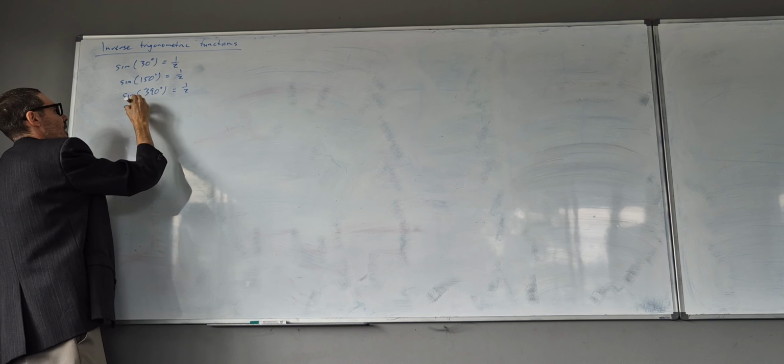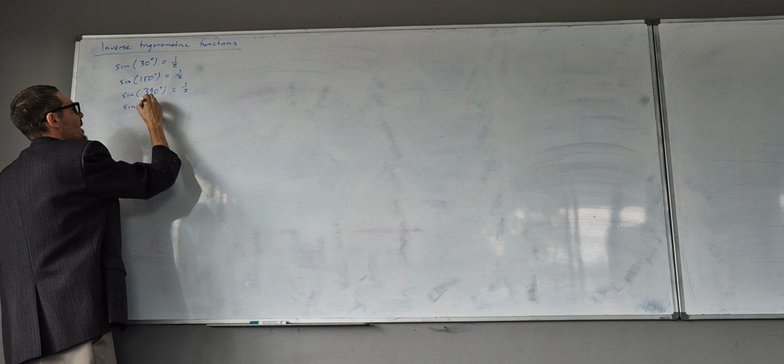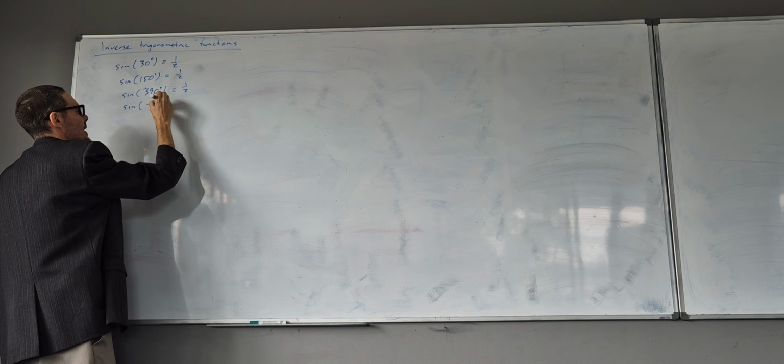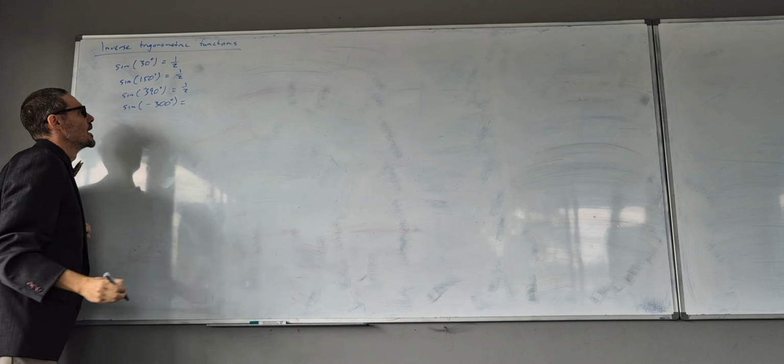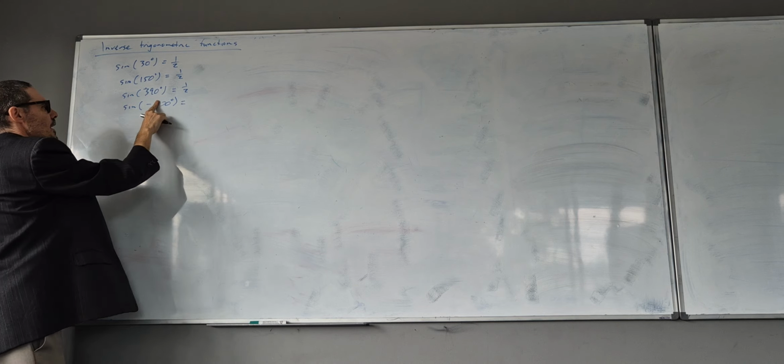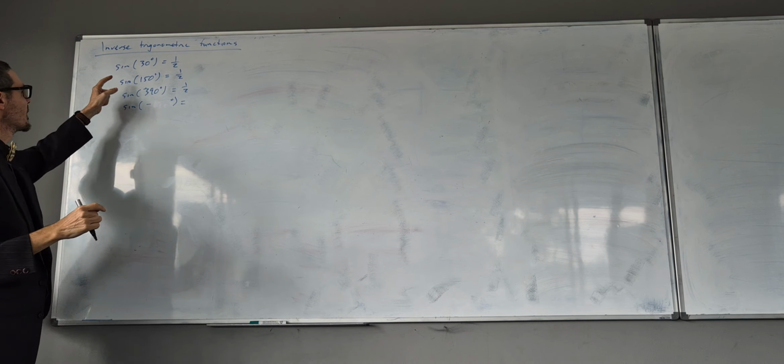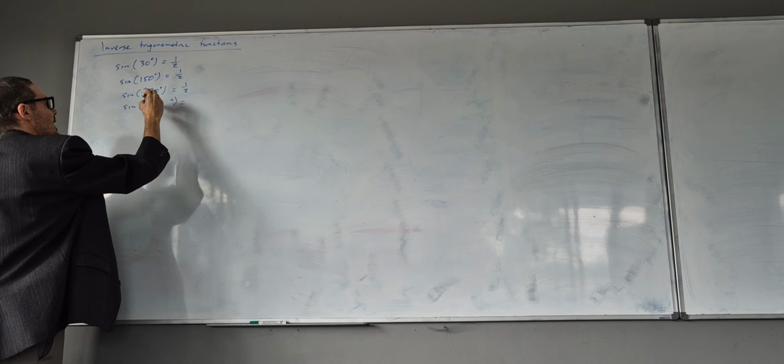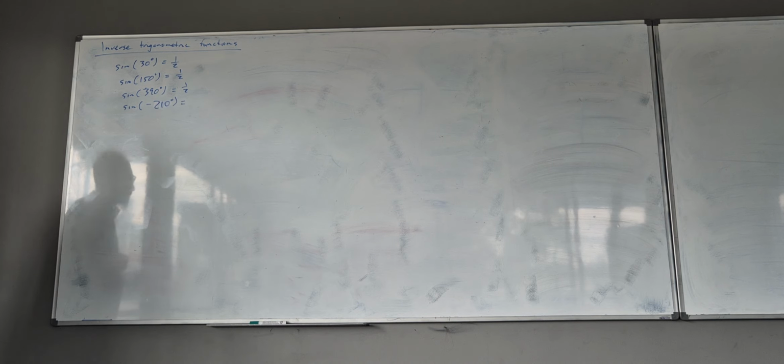What about sine negative 300 degrees? That's not right. I want negative, hang on, 330. 180, 210 degrees I want. Or, yeah, 330 would work. What do I get?